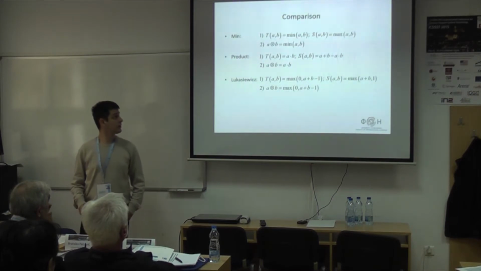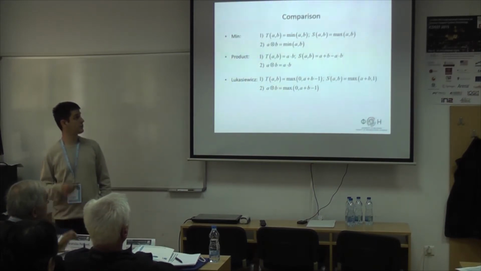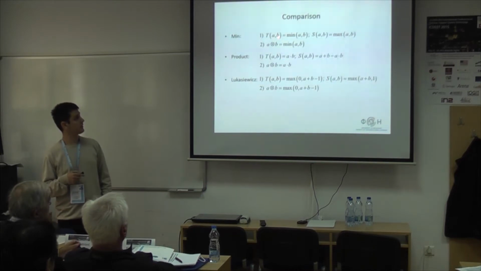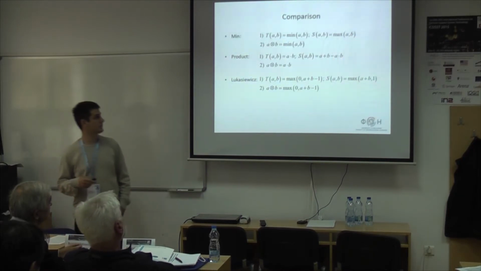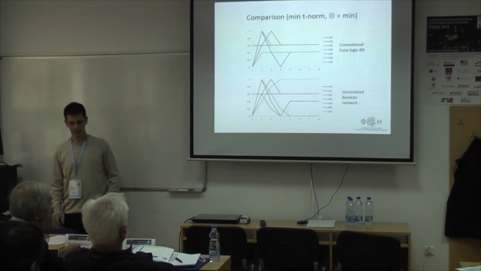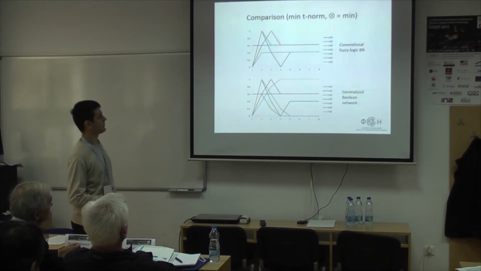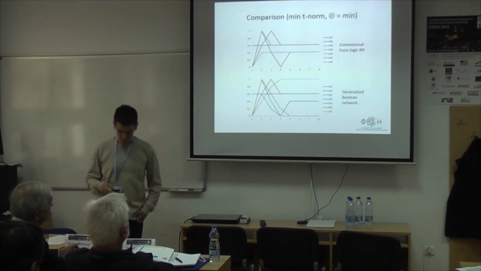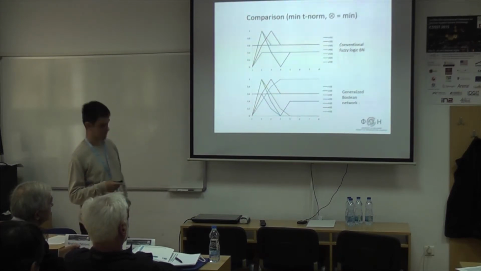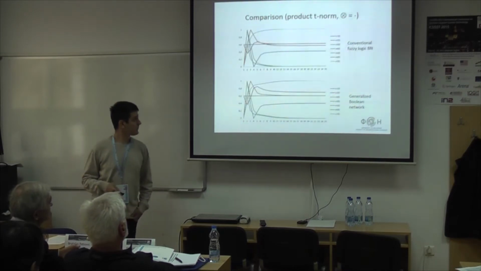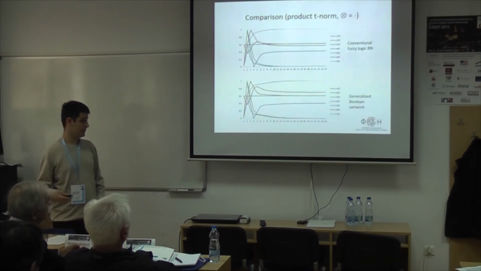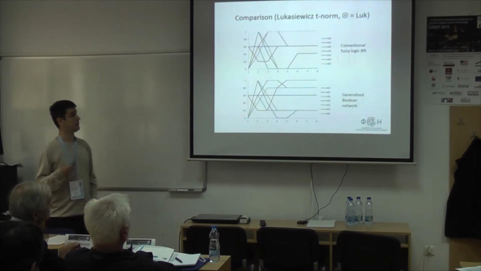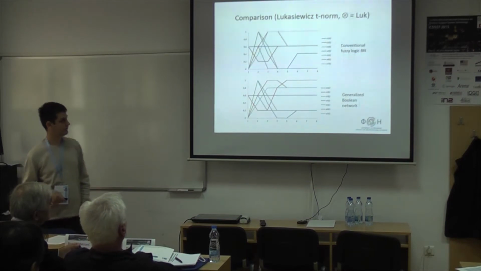And we want to compare our approach with the conventional fuzzy approach in 3 cases, where the T norm is minimum, the T norm is product, and the T norm is the Radojević operator. As you can see in these slides, the dynamics of our approach and of the conventional fuzzy logic Boolean network are very, very different, and even the attractors are very different. That is also true for the product T norm and the Radojević T norm.